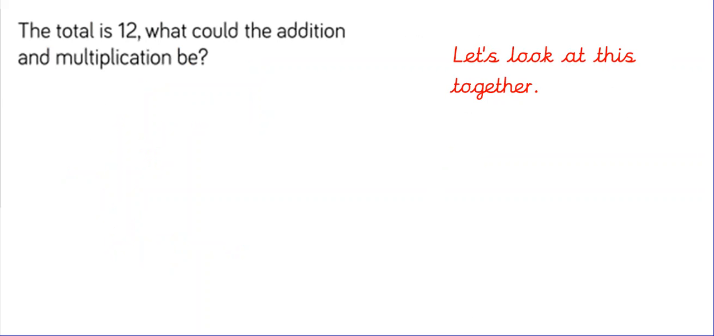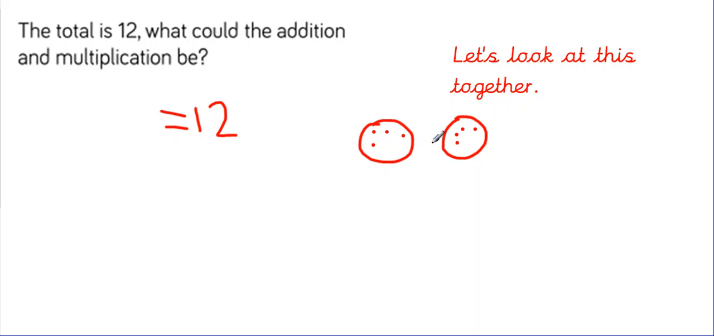Okay, this is your last question for today. So let's have a look at this together. So the total is 12. What could the addition and multiplication be? So I want to make 12. So I know that 12 is an even number. So I know that I can split 12 into two groups. Okay. If I split 12 into two groups, I've got 1, 2, 3, 4, 5, 6, 7, 8, 9, 10, 11, 12. I can create an addition and a multiplication from this.